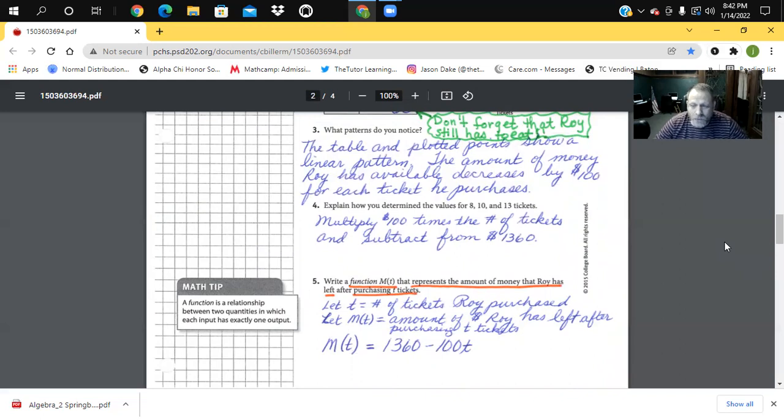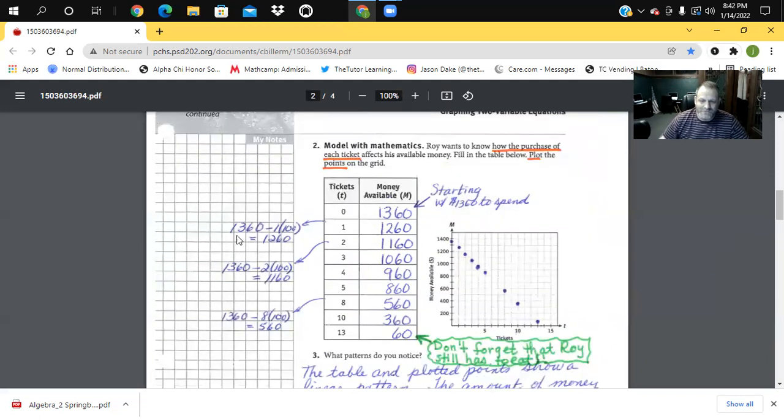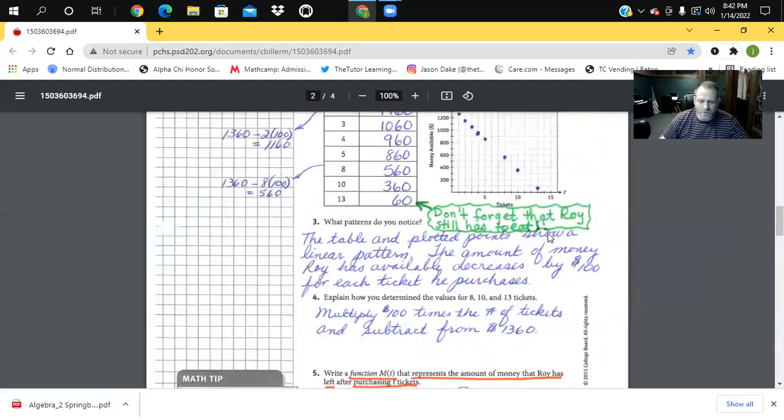Explain how you determine the values for 8, 10, and 13 tickets. Multiply 100 times the number of tickets and subtract from 1360, as we did in this graph, just like this on the side.